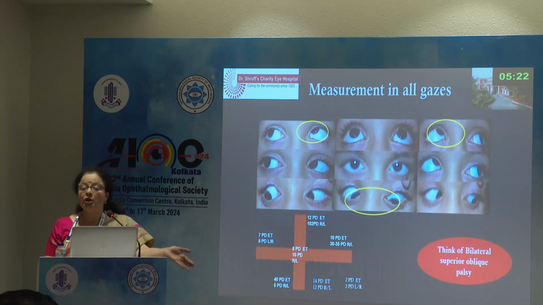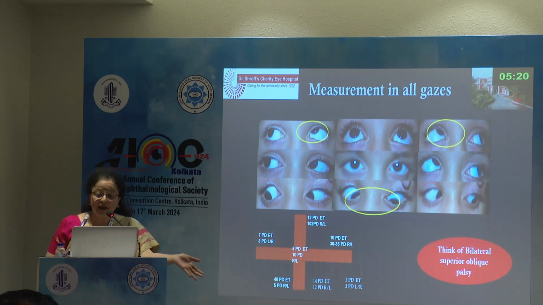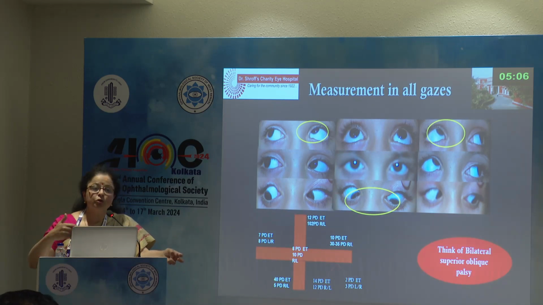And we also need to measure in all gazes to find out whether there's an alternating hypertropia. That's why we need to measure in both gazes, because we might miss a bilateral superior oblique palsy. In bilateral superior oblique palsy, you might do just one inferior oblique recession, and after one month you'll find the other eye is going up. These are tips so that you don't make faults like this. So measure two to three times if you're not sure, and measure in all gazes.